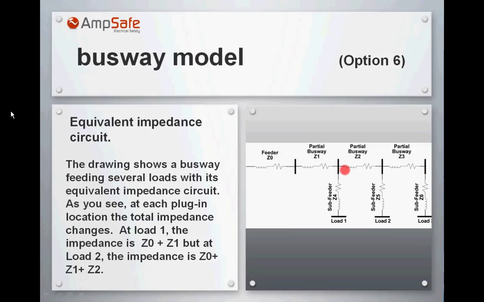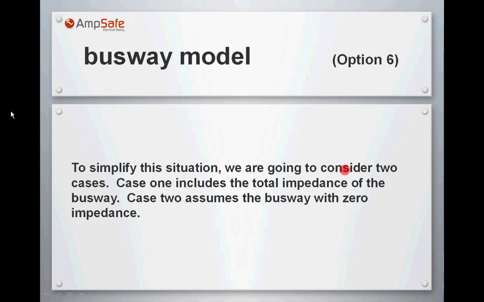So how about if we simplify the situation, and I would recommend you consider 2 cases only, not 20 different cases, but 2 cases. And you pick the case that is the worst possible of the 2. Case 1 includes the total impedance of the busway. Case 2 assumes the busway with 0 impedance.